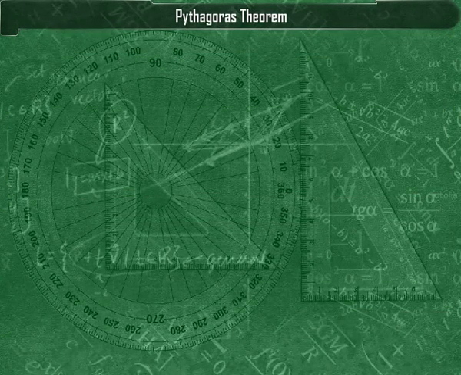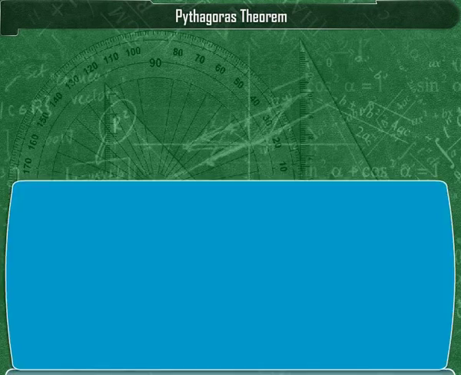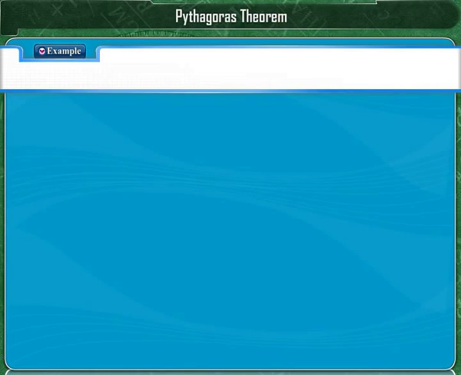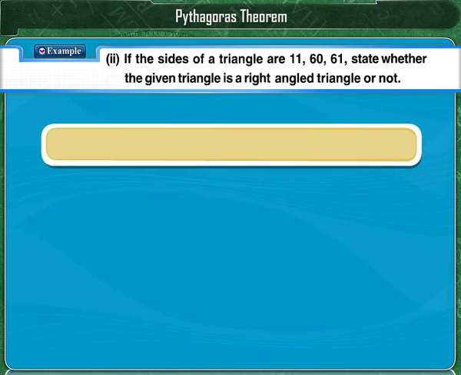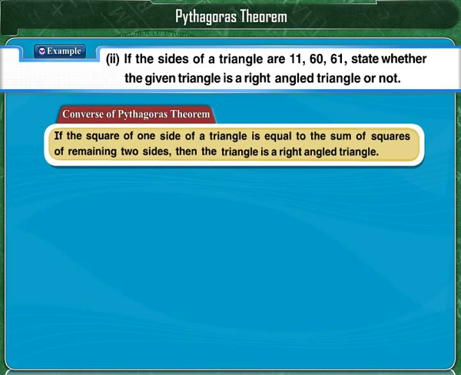Now we will take another set of values. Example: here, the sides of the triangle are 11, 60, and 61. State whether the given triangle is a right-angled triangle or not. Let's follow the same method we used for the first example.